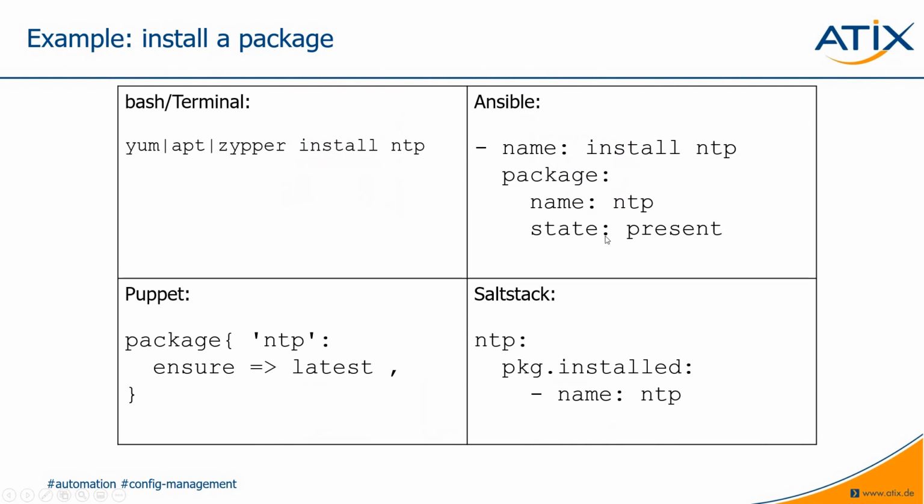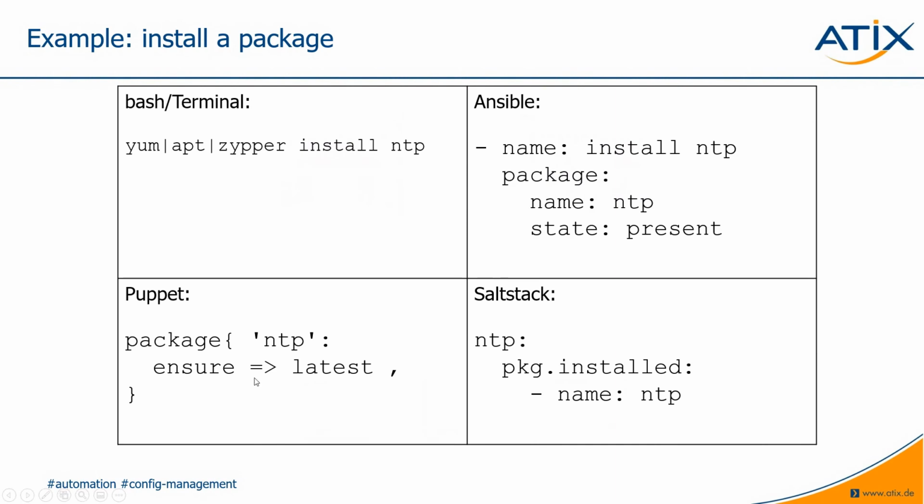And present means I want to have this installed. If I want to have the newest version available, I can put latest inside. If I want to have a certain version installed, I can give a certain version. And if I want to have it not installed, I define the state absent. So it's basically the same in Puppet.